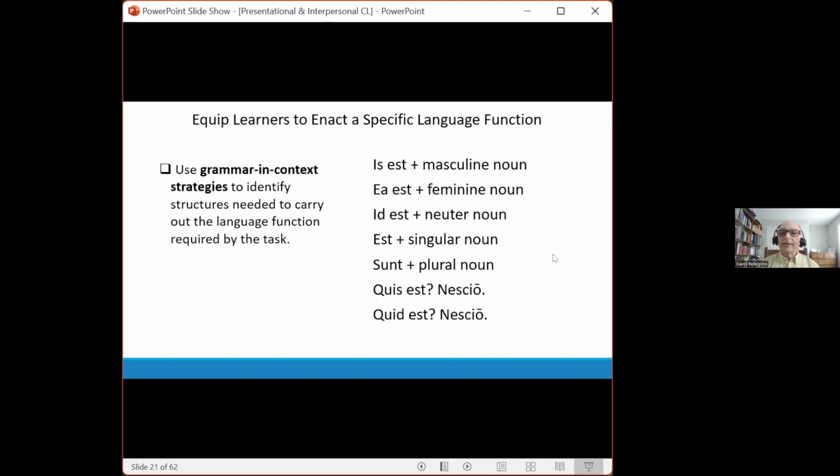Here is a great place to equip students with very natural language to say things like, "Who is it? I don't know." Or, "What is it? I don't know." Because that's inevitably what students are going to want to say when they come across certain things in authentic images.